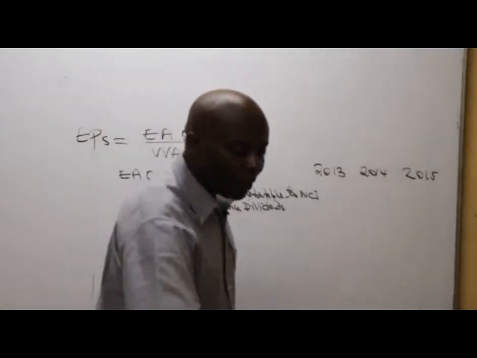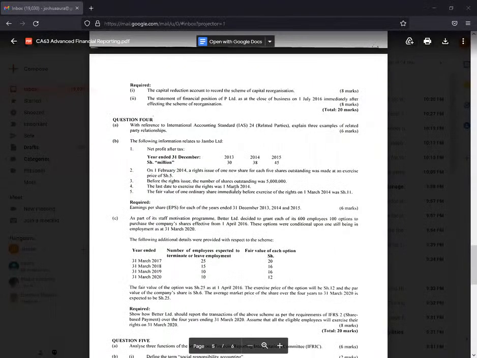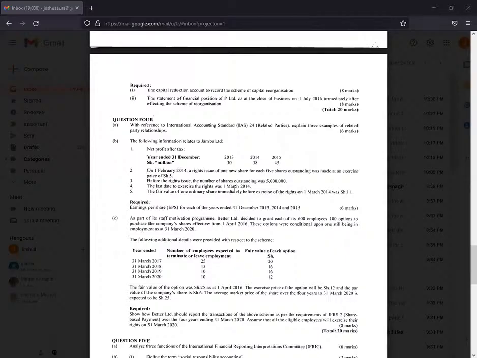So ladies and gentlemen, let me project my question here. If you look at this, we have the reported net profit after tax: 2013 is 30, 2014 is 38, and lastly 2015 is 45. Now, does this question make any mention of profit attributable to non-controlling interest? Do we have non-controlling interest really here?